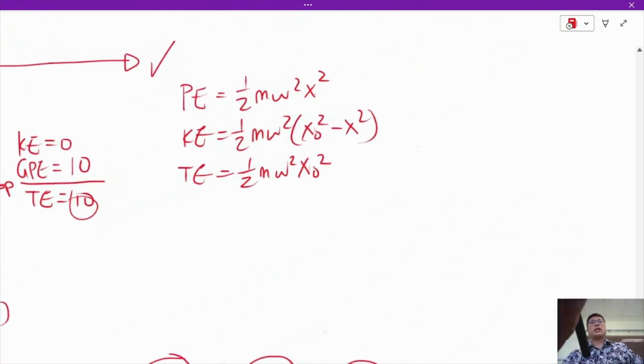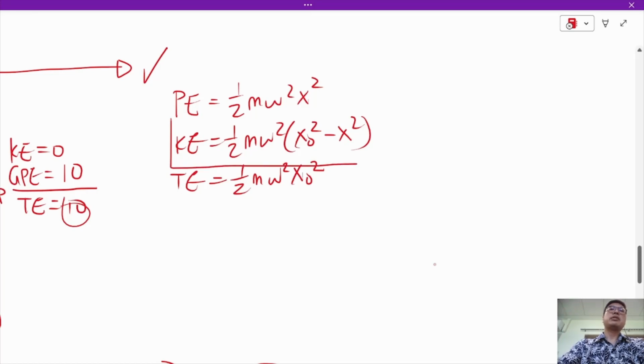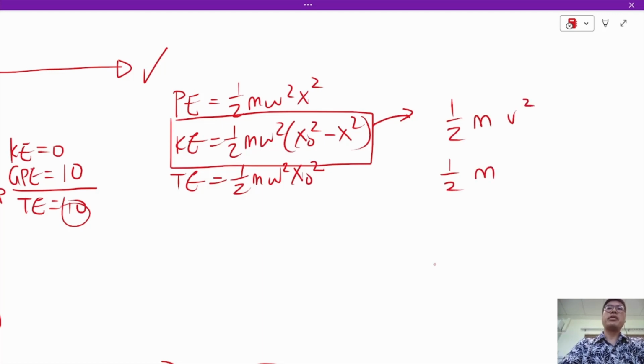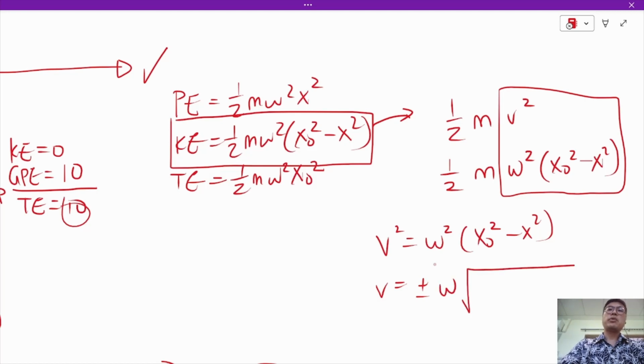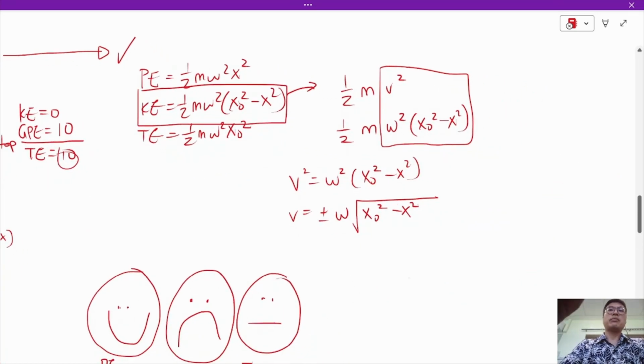Okay, now I want to take a look at the KE graph over here. We know that KE is half m v squared. So let's compare this equation, half m v squared, to this ridiculous equation, which is omega squared, x naught squared minus x squared. Now, what can you tell me? This means that if these two are KE, then v squared is equal to omega squared, x naught squared minus x squared. So basically, v is equal to plus or minus omega times the square root of x naught squared minus x squared. Wow, this is another formula that we need to know.